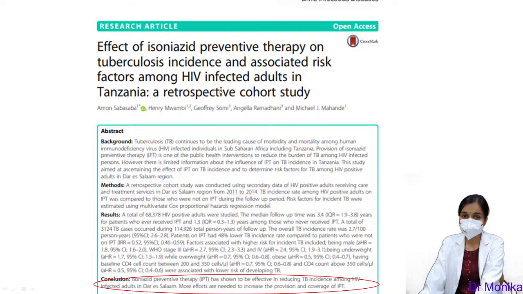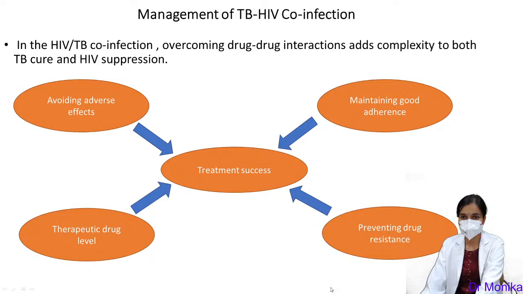So this is a study which shows the benefit of isoniazid preventive therapy on TB incidence and associated risk factors among HIV patients. This was a retrospective study done from the year 2001 to 2014, and it shows that isoniazid preventive therapy was effective in reducing the TB incidence among HIV patients.